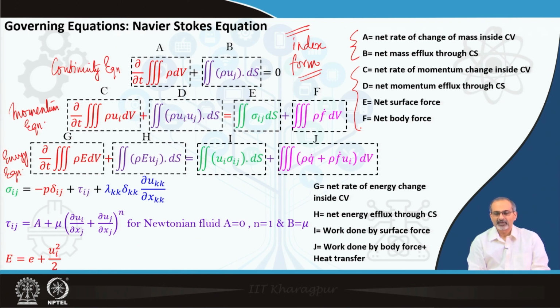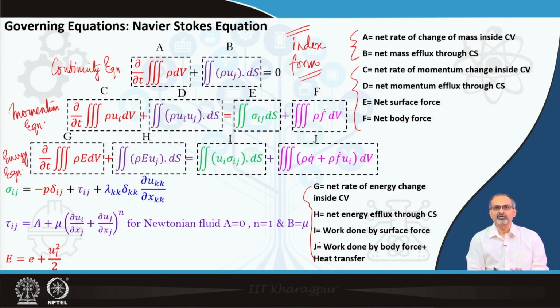Not that every term will be applicable for a given problem, but we have put them in a more general form over here. And coming to the last equation, the energy equation, again you have 4 fluxes: net rate of energy change inside control volume, net energy efflux through the control surface, work done by surface forces, work done by body force and heat transfer.